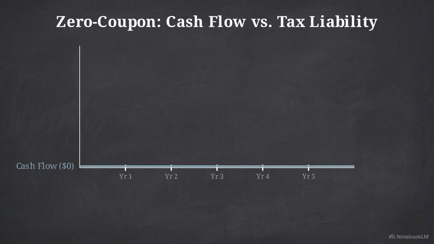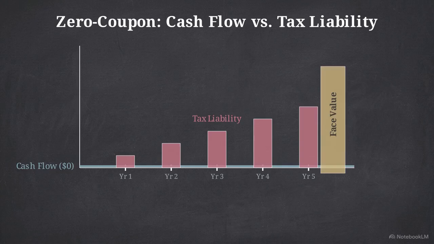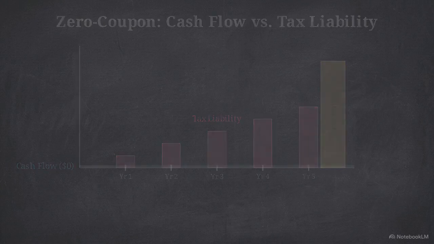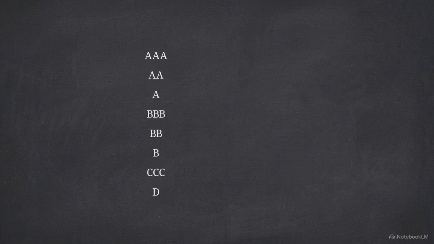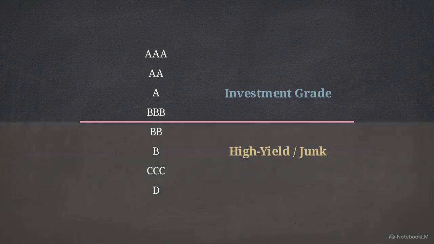Because they pay no periodic interest, investors buy them at a steep discount to face value. However, the holder is still liable for taxes on the implied interest each year, even when no cash is received. Risk profiles in the corporate space are explicitly graded by rating agencies. Any issue carrying a rating below BBB or BAA is classified as high yield or junk bond territory.